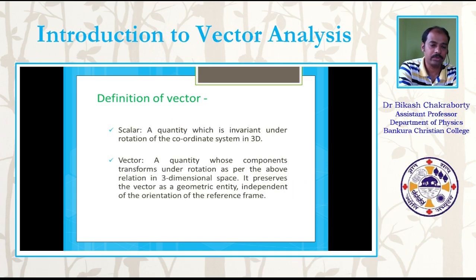From this point of view, scalar is a quantity which is invariant under rotation of the coordinate system in 3 dimension, whereas vector is a quantity whose components transform under rotation as per the above relation in 3 dimensional space. Actually, vector is a geometric entity independent of the orientation of the reference frame.